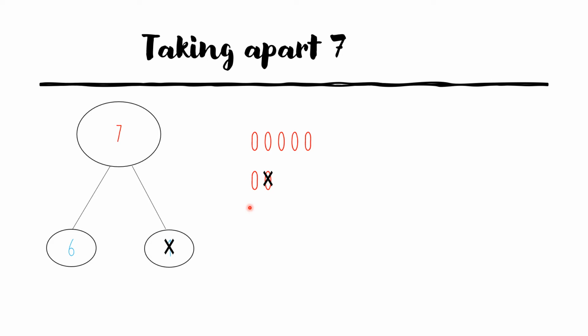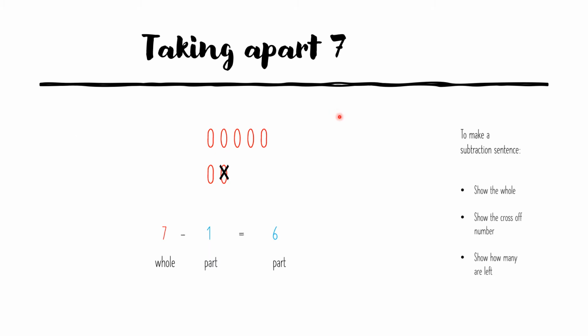Now, after we've made our number bond, we've drawn our picture to match our number bond, now we're ready to write an equation or a number sentence. Let's write a number sentence. Kindergarten, to make a subtraction sentence, we need to make sure we show the whole, show the cross-off number, and then show how many are left. So when we show the whole, we know that in our number bond, we had how many circles all together? That's right, 7 circles.